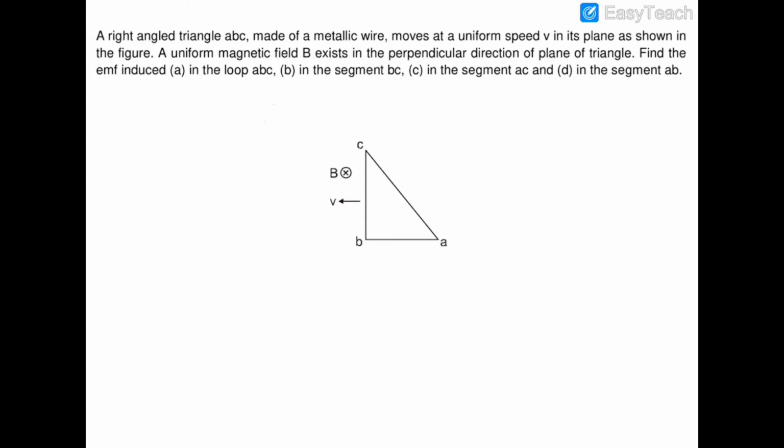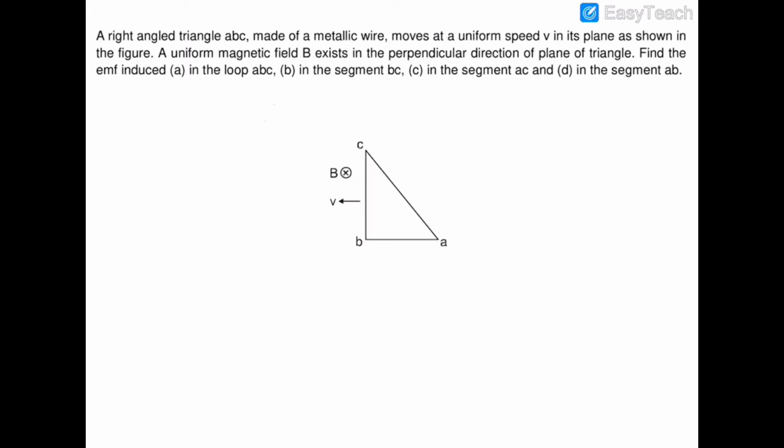Hi guys, in this video we will start the level 1 problems based on the EMF and motional EMF. First of all, there is a right angled triangle ABC made up of metallic wires, and it is moving with a uniform speed of V, and we have to find the EMF induced in the complete loop ABC as well as in segment BC, segment AC and segment AB.